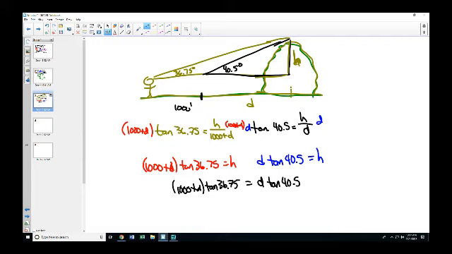Anybody confused up to that point? Any issues? No. So when we find the answer, it'll be D. You'll get D equals something, then you have to plug that D back in and calculate for H. Can I eliminate the tangent? No, that's an illegal move. Please don't do it.